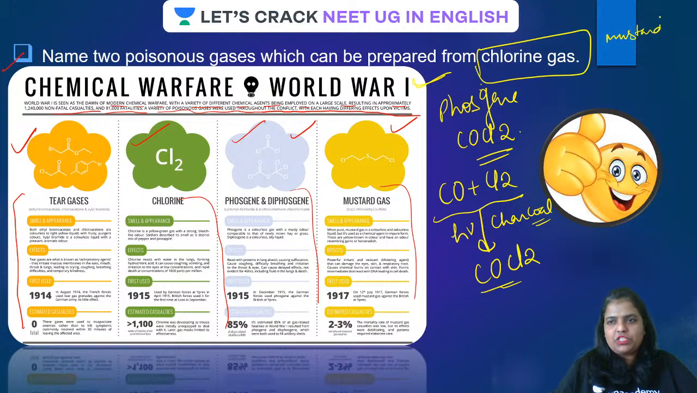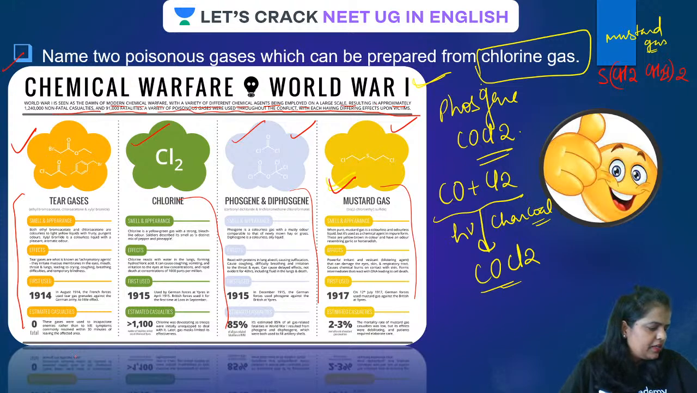Mustard gas, how is it prepared? First of all, what is the formula of mustard gas? The formula is given over here. Just look at the table. Mustard gas: Cl, CH2, CH2, S, CH2, CH2, Cl. Is that clear, guys? So you can write this formula as S, CH2, CH2, Cl twice. The formula can also be written this way.